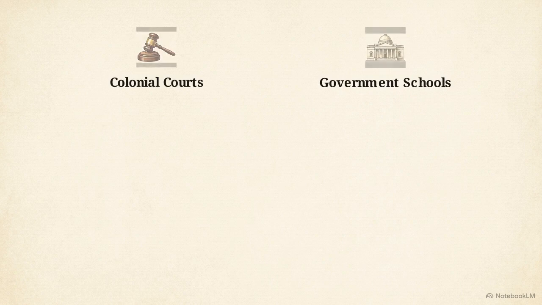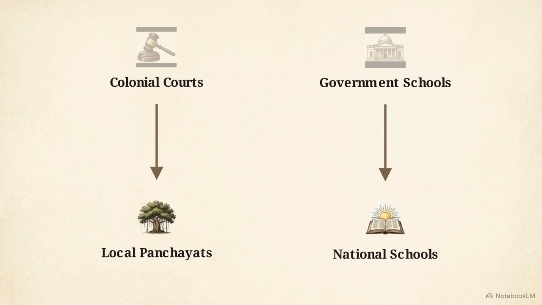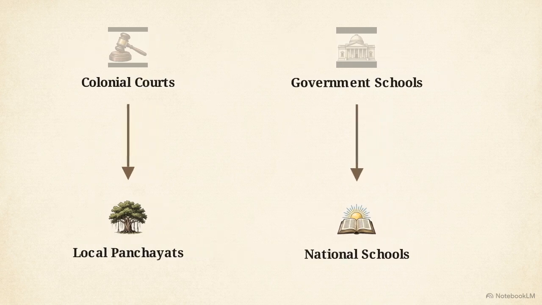Parallel national institutions were established to replace the boycotted colonial infrastructure. Private local panchayats were set up to resolve legal disputes, and independent educational centers like Jamia Millia Islamia were founded to educate students leaving government schools.